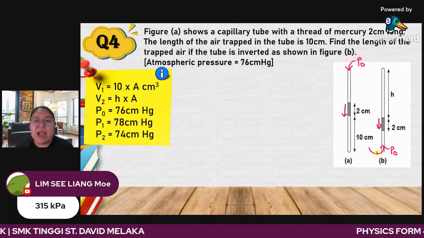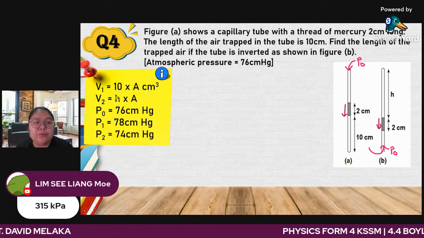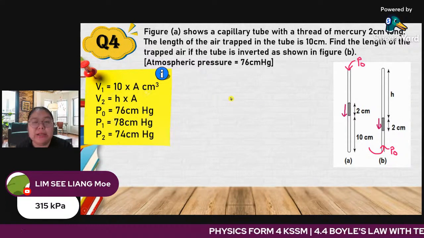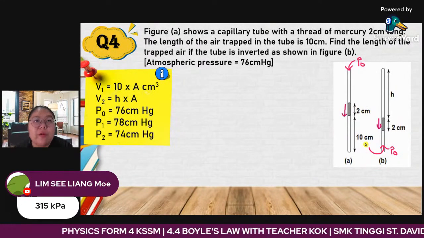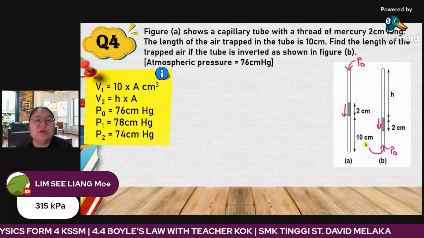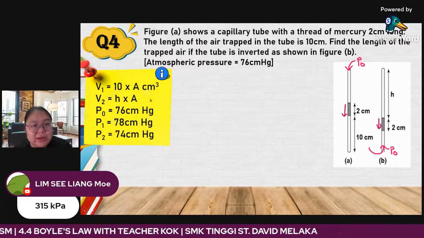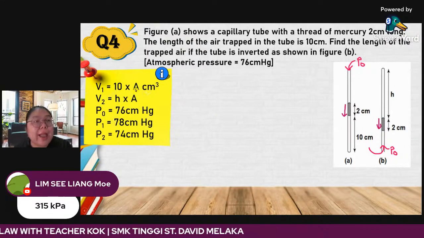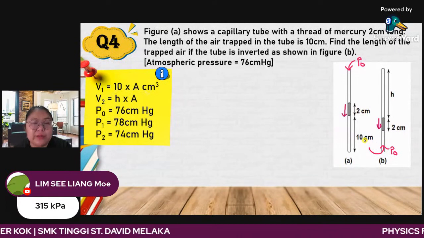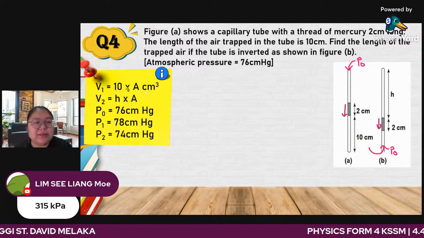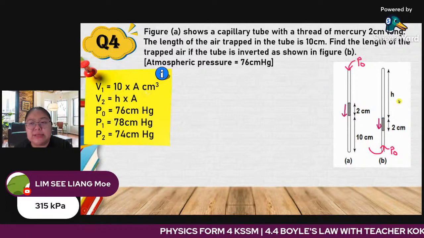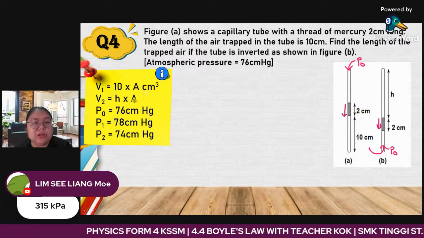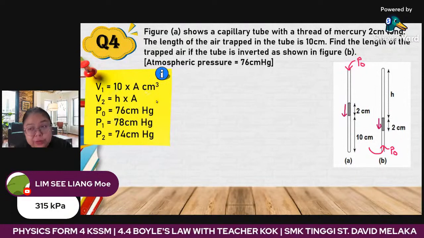So now I go and show the info. V1 is a volume. They give you 10 cm, but 10 cm is not volume, it is a length. To write it correctly, it is 10 multiplied by the area of the capillary tube, so 10 cm cube. V2 we do not know, so V2 is H multiplied by the area.